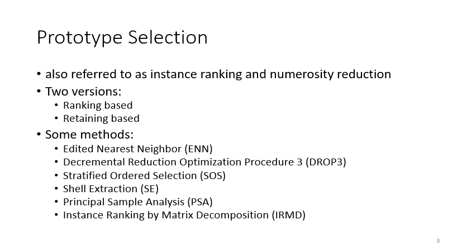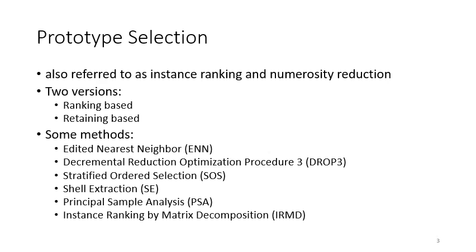Prototype selection is also called instance ranking and numerosity reduction. In the literature, it has two versions, ranking-based or retaining-based, where in ranking-based, the data points are ranked from the most important to the least important, and in retaining-based, a portion of data is retained and the rest of it is thrown away. Some methods are ENN, DROP3, SOS, SE, PSA, and IRMD.